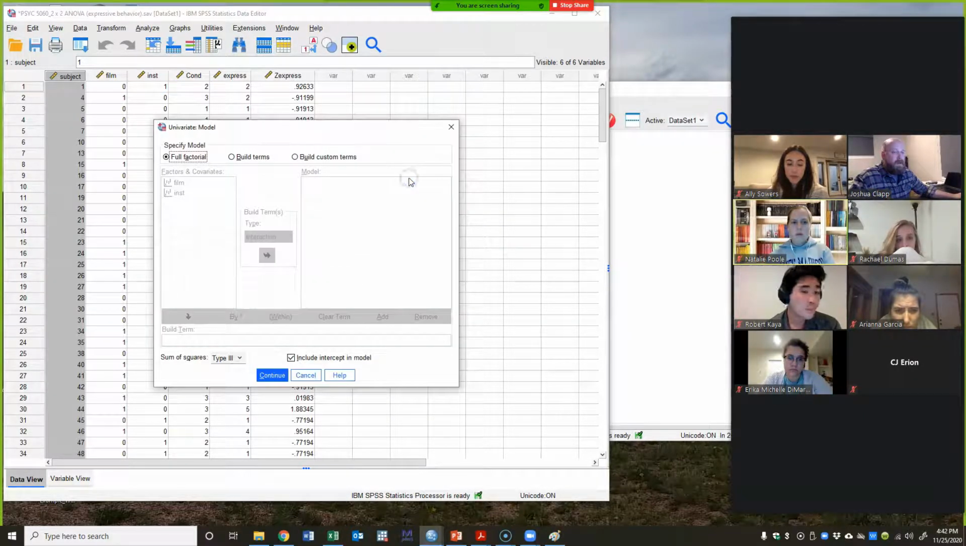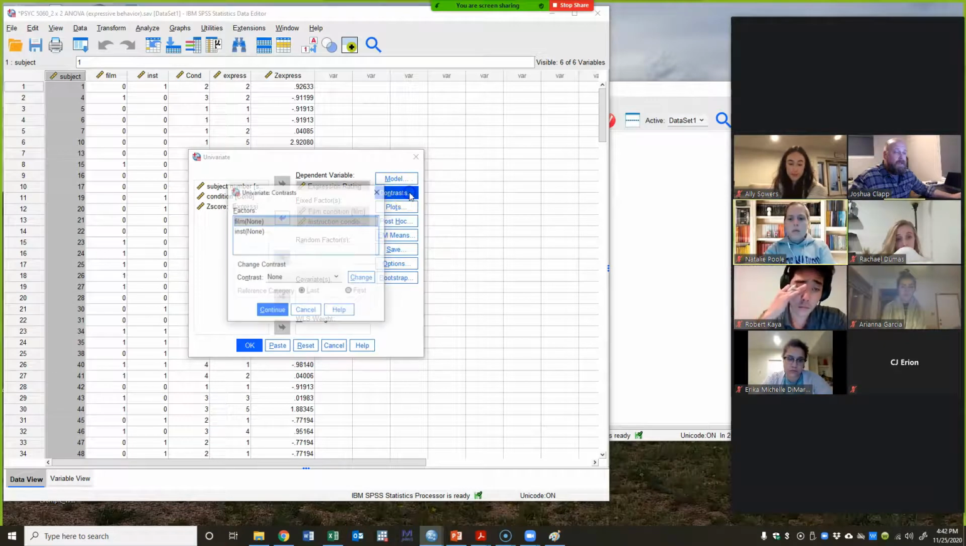Okay. Go to my model. We're just going to leave this at full factorial. If you want to get fancy and crazy, you can build custom terms, but you're probably not going to worry about this. Generally, our models are going to be full factorial. Here are certain types of sum of squares. If you get into some crazy stuff, you can see that there are other types. Don't get fancy unless you need to. Have a good reason for getting fancy if you're going to do so. So we're going to leave that alone.